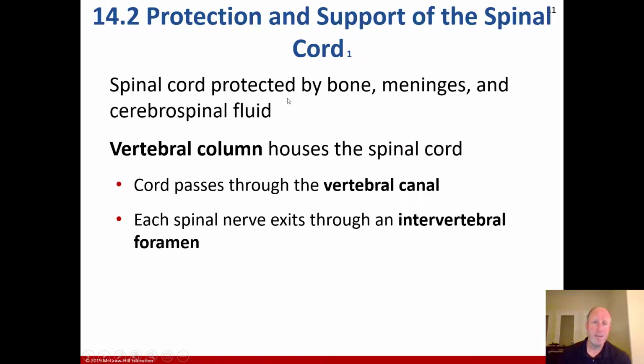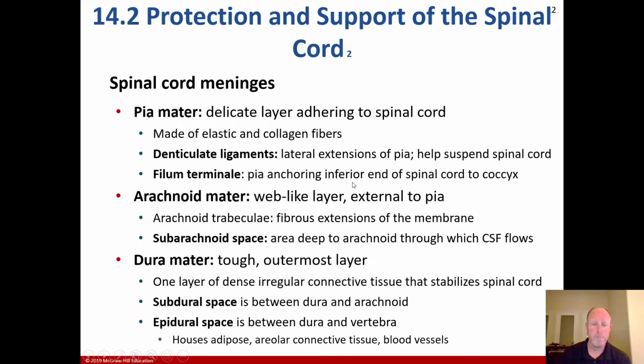When we're talking about protection and support of the spinal cord, it's protected by bone, the meninges, and the cerebrospinal fluid. The vertebral column houses the spinal cord. This cord passes through the vertebral canal, and each spinal nerve exits through an intervertebral foramen. The spinal cord meninges are, just as before, the pia mater, the arachnoid mater, and the dura mater.